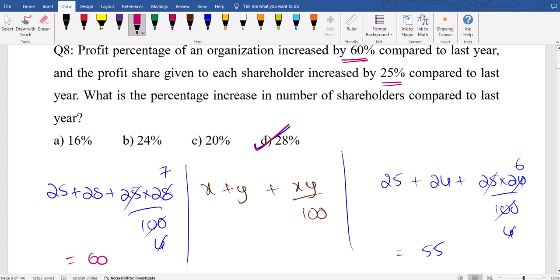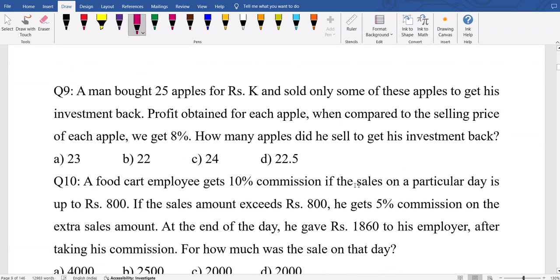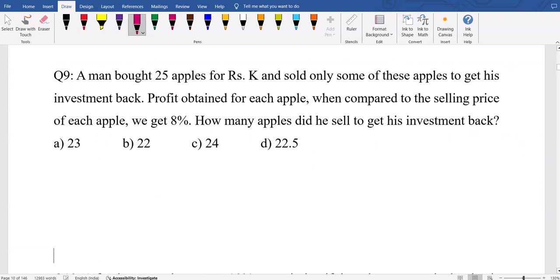Why not 24? This is the problem. 25 plus 24 is 49, 49 plus 6 is 55. If they ask for an overall 55, then we have to go like this. Now let's see the ninth question.